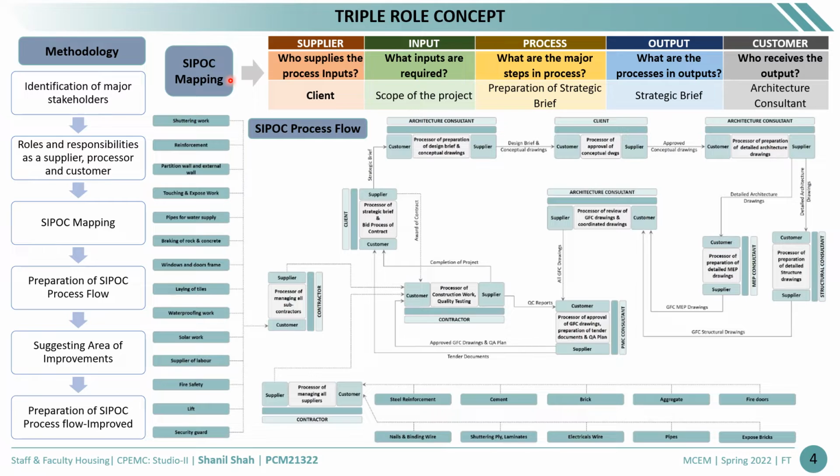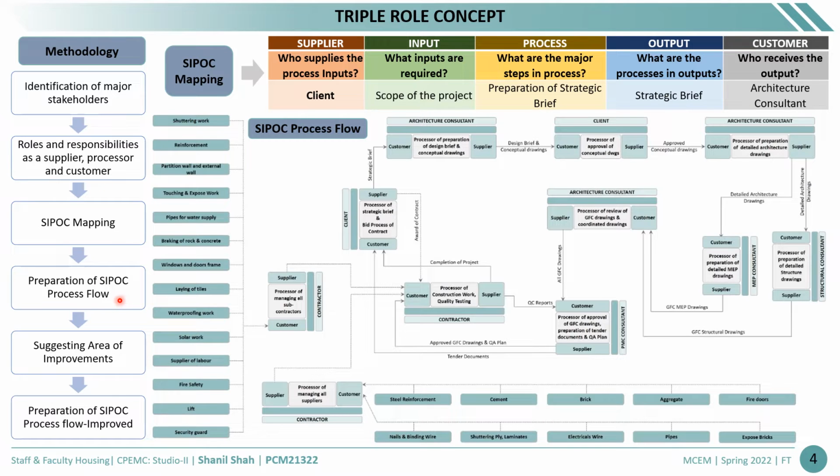Coming to the triple role concept, first is the identification of major stakeholders, then the roles and responsibilities of a stakeholder as a supplier, as a processor and as a customer, then the preparation of the CPEMC mapping as shown here. Here first the supplier is the client and the input is the scope of the project. He prepares the strategic brief and gives it to the architect consultant, who is the customer.